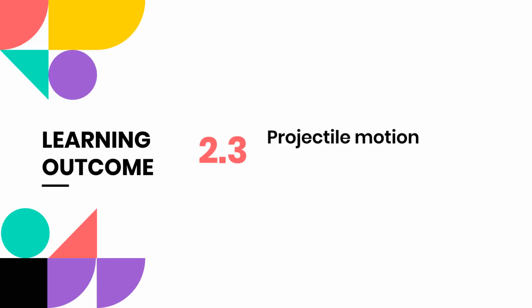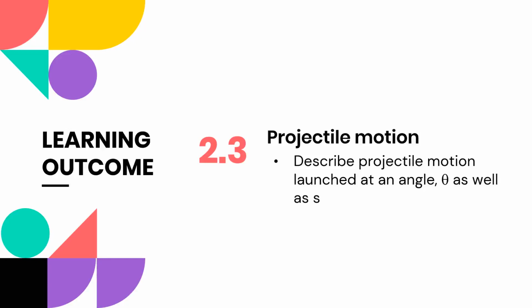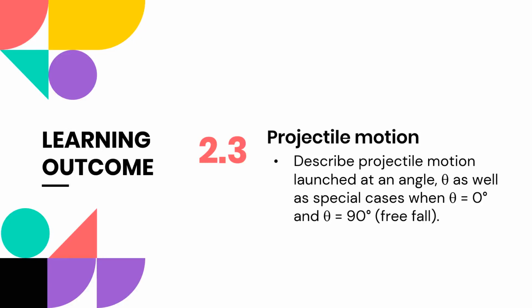Today we are going to discuss chapter 2, which is Kinematics of Linear Motion. Learning outcome for subtopic 2.3 Projectile Motion is to describe projectile motion launched at an angle theta, as well as special cases when theta is 0 degrees and theta is 90 degrees.